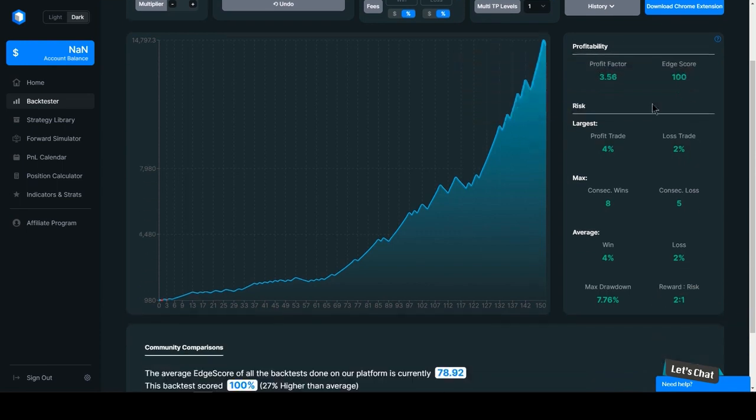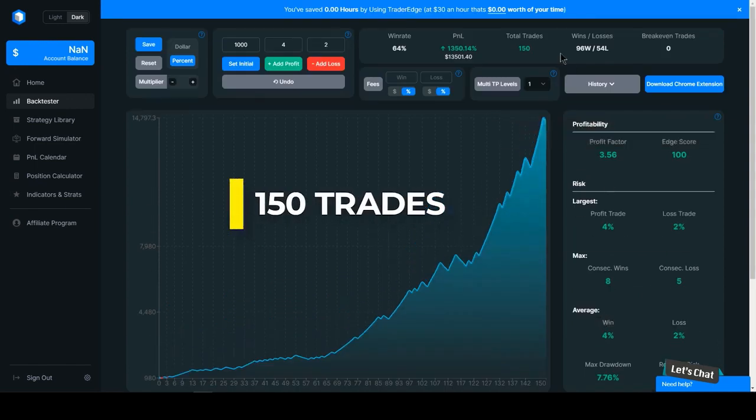It had a great profit factor of 3.56, 8 consecutive wins against 4 consecutive losses, and a maximum drawdown of 7.76%. Bear in mind that this backtest was done on only 150 trades, which is pretty decent, but definitely not enough to guarantee future results.